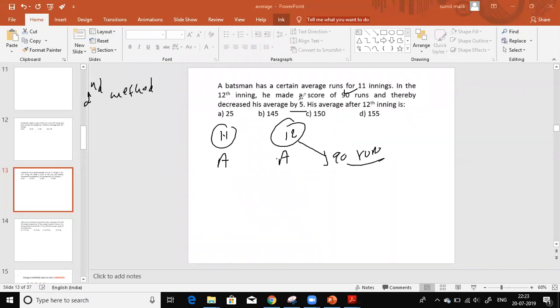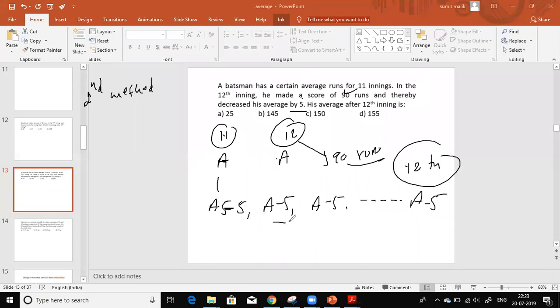I told you average is nothing but the quantity equally distributed. It means earlier he was scoring A, now he is scoring A minus 5, A minus 5, A minus 5, until the 12th inning. So in each inning he is scoring 5 runs less. So in the 12th inning, how much less has he scored? 12 into 5 means 60 runs less.